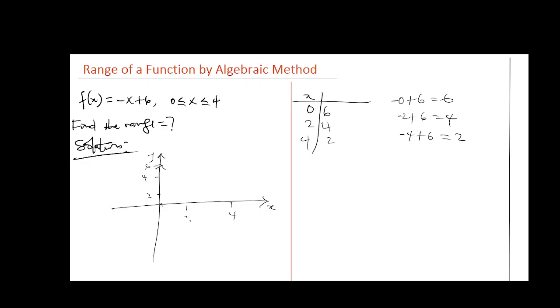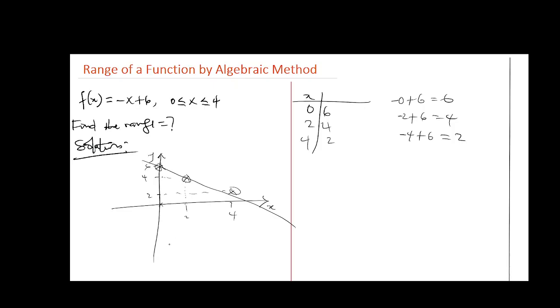When x is 2, y is 4. If we trace this to the point where y is 4 on the y-axis, we are going to have the point of intersection to be here. Then when x is 4, y is 2. If we trace this, we are going to have the point of intersection here. If we join these points, we are going to have something of this nature.